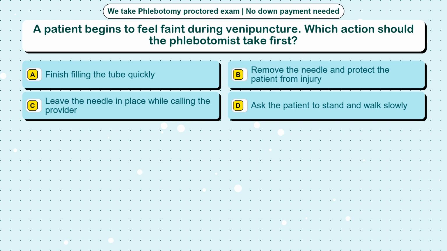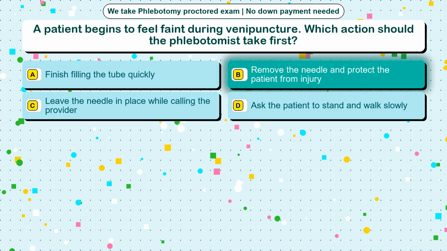Question 31. A patient begins to feel faint during venipuncture. Which action should the phlebotomist take first? Option A. Finish filling the tube quickly. Option B. Remove the needle and protect the patient from injury. Option C. Leave the needle in place while calling the provider. Option D. Ask the patient to stand and walk slowly. The correct answer is option B.